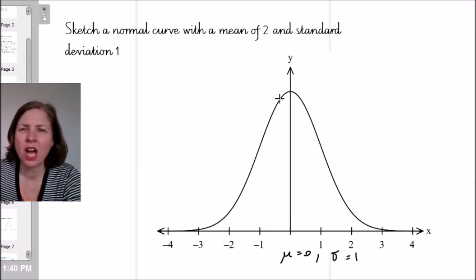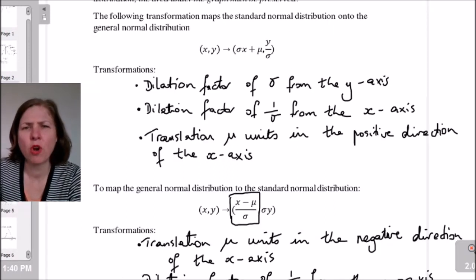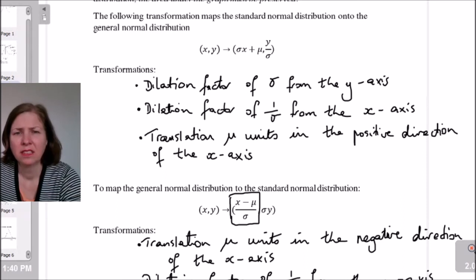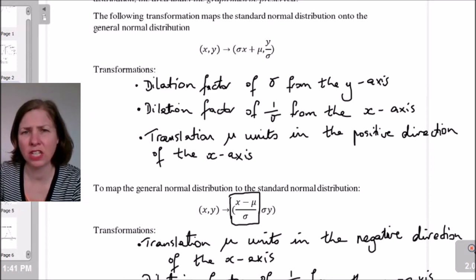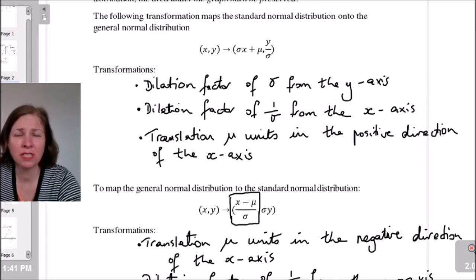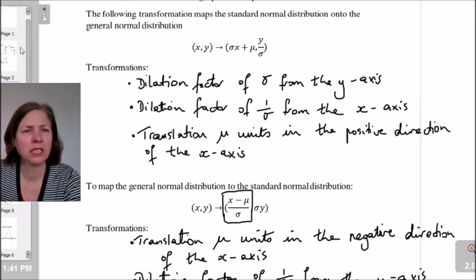So remember that the dilations were related to the standard deviation. I'll just go back and remind you. So when I'm going from the standard distribution to the general normal distribution, both my dilation factors are linked to sigma, which is my standard deviation, and my translation is linked to the mean. So it's the mean which moves me left and right, and it's the standard deviation which stretches and compresses my graph in either direction.